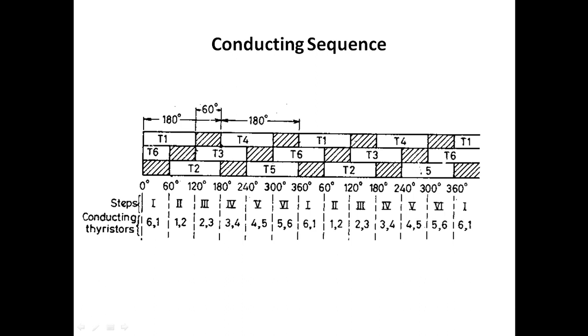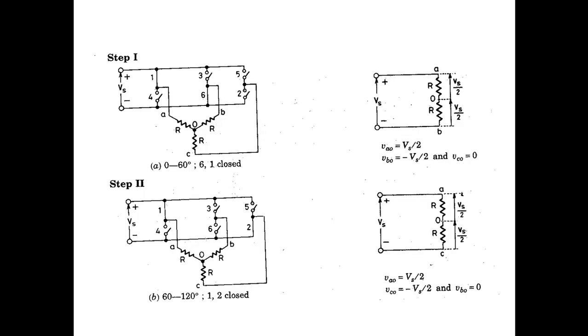So in the previous case 3 SCRs conduct at a time. Here 2 SCRs will conduct for each step, one from positive and one from negative. So here we can easily calculate the voltage of each waveform. First, the conducting SCRs are 1 and 6. In the remaining third phase, there will be no SCRs conducting.